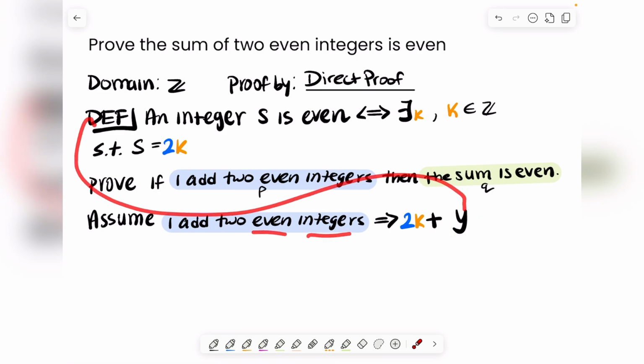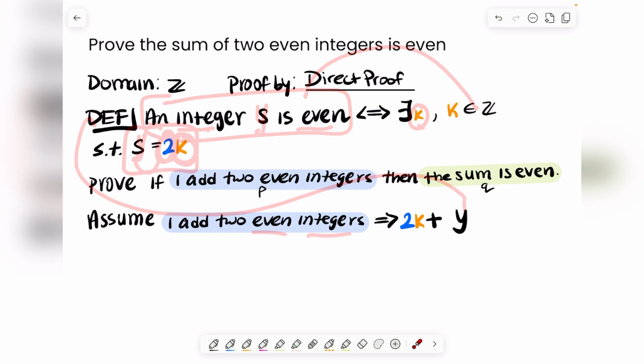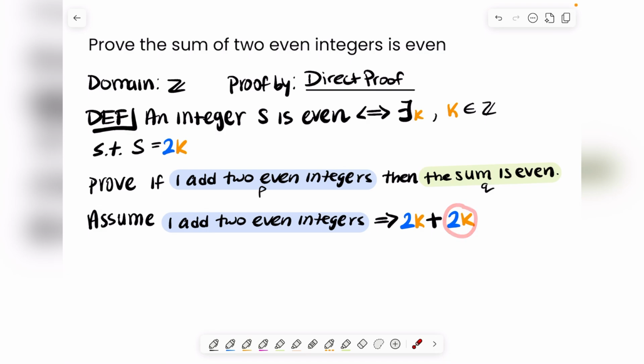So if we go back to the definition, if we have y as an even integer, if this side of the implication is true, then we can say that the other side of the implication is true: there exists some other integer k, such that if you multiply k by 2, you get y. So it is true that y is equal to 2 times some other integer k. So we can replace y with 2 times k, but here's a problem.